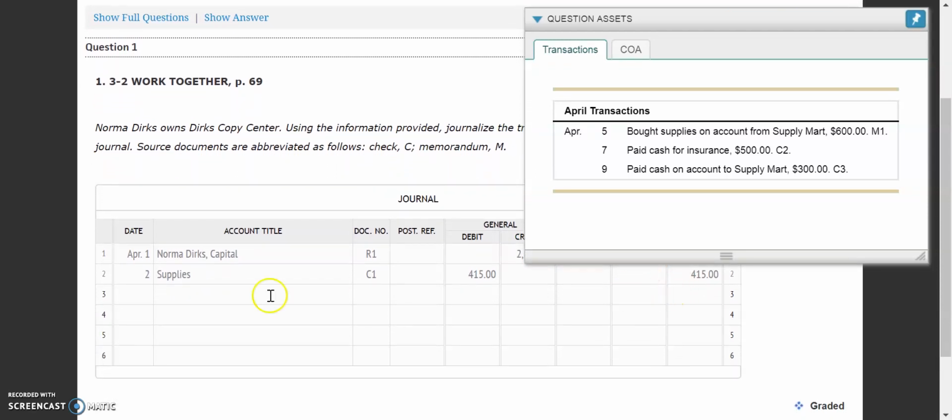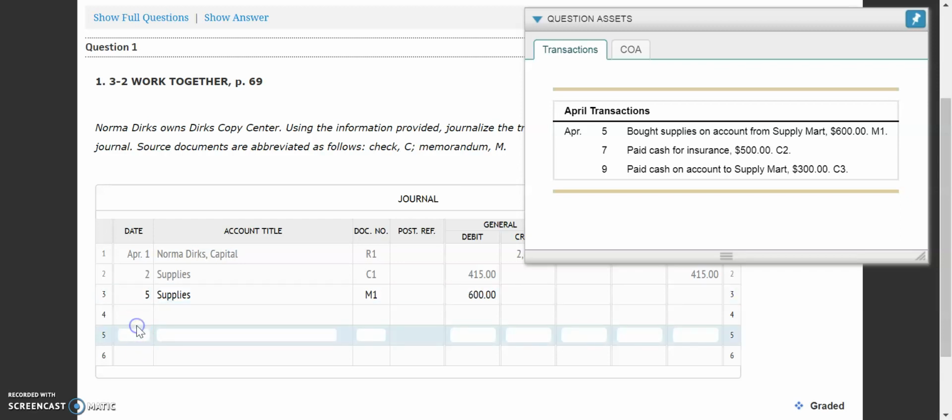So let's practice that. We are on the 5th of April, and since this is not the first line of our journal, we actually just get to put the 5. And then remember that we always put our debit first. You never start with your credit, so you need to recognize which of these is going to be debited. So read the transaction carefully. It says we bought supplies on account. So remember that supplies is an asset, and since we bought supplies, it's going up. So supplies is going to be our debit. So we put supplies in here. We put our document number, which is M1, and we put the debit of $600.